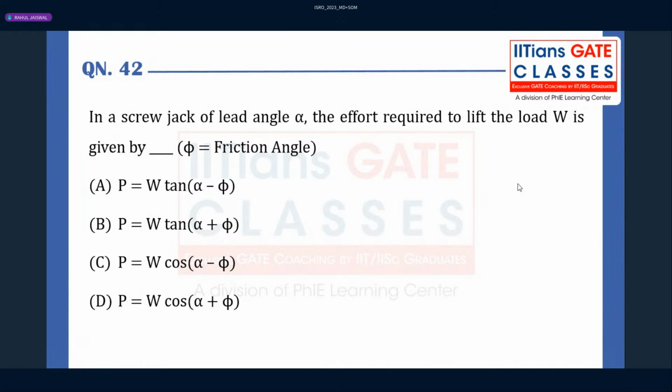ISRO also tested the knowledge of the screw jack, and whether we know the turning moment and the load required to lift any load by the screw jack or lower the load by the screw jack. So we will go through a complete explanation of the screw jack and the lifting and lowering of the load with the help of this instrument. Very first of all, note down screw jack, and we will go through the basics of screw jack.